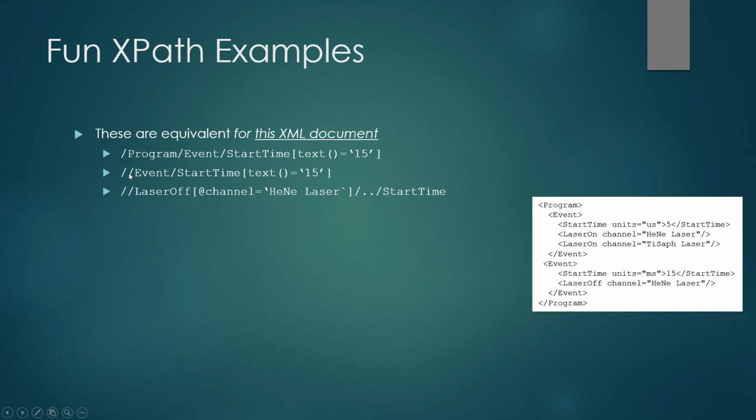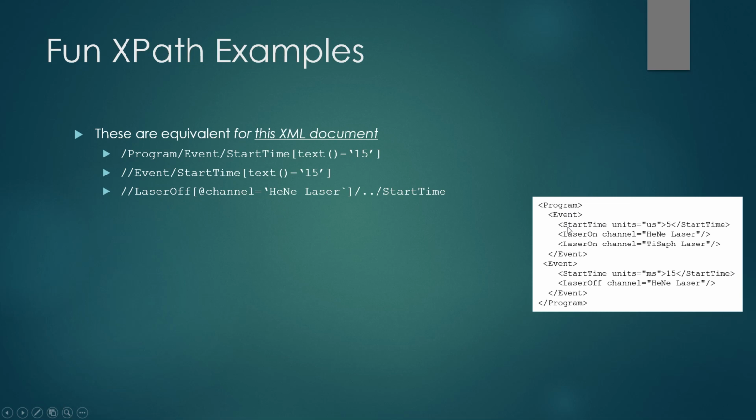We'd also do it a different way. We could say look for all events. It doesn't matter if they're inside of program or not. Look for any events you find. Then find the start time and the text. Remember, the double slash means any descendant that matches. Okay, so we had root before, now it's any event anywhere, doesn't matter if it was from program or off by itself or whatever, right?